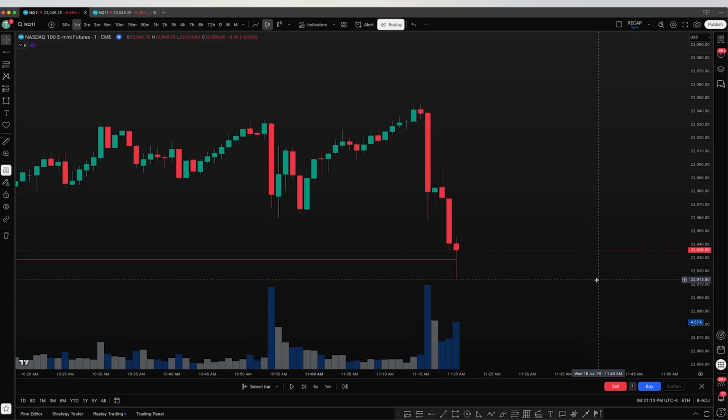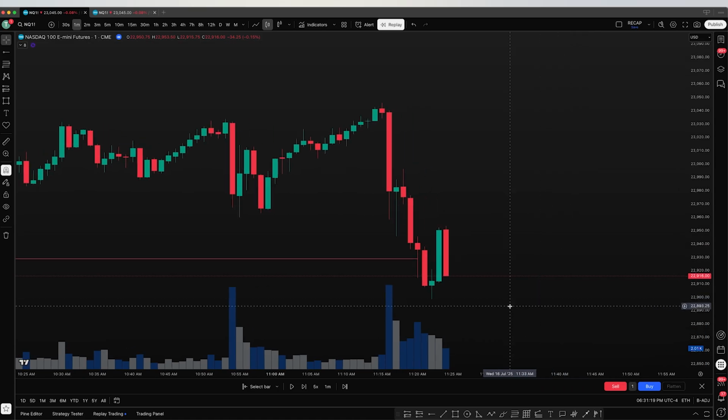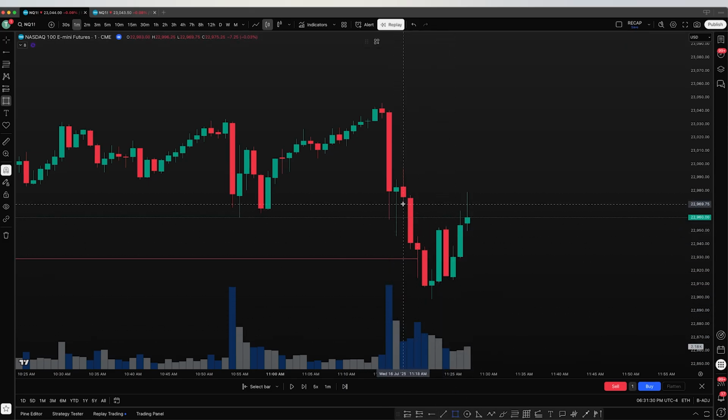And what's worth mentioning here is I did not use this as support. I didn't have the confluence here. So yes, we did have a little bit of a high volume candle here, but look where the inversion was. So I guess if I had gotten down here, but I kind of need this inversion to flip.